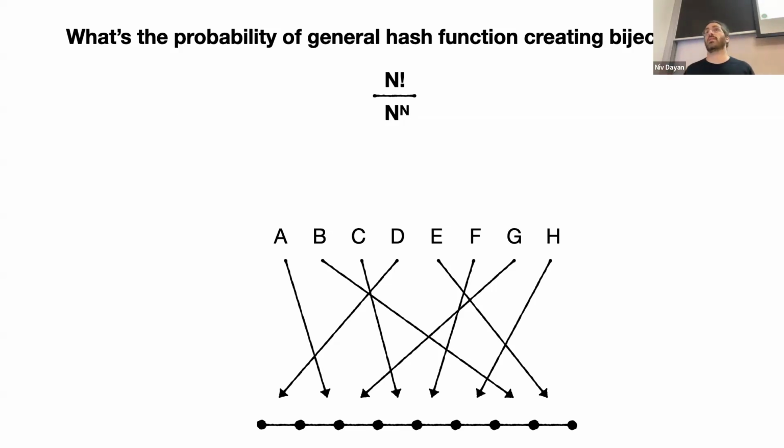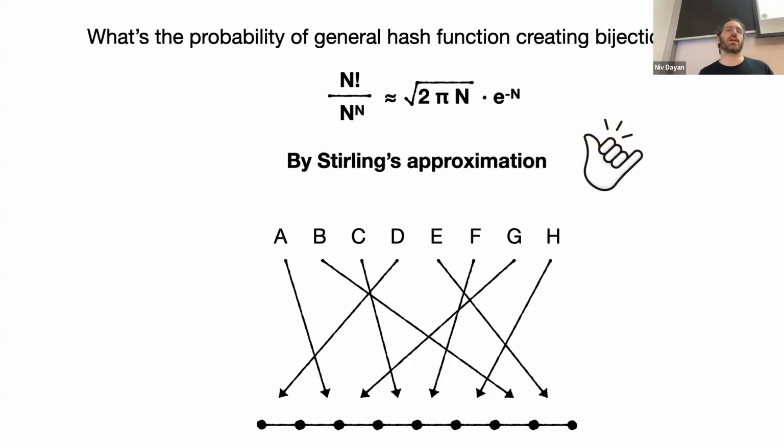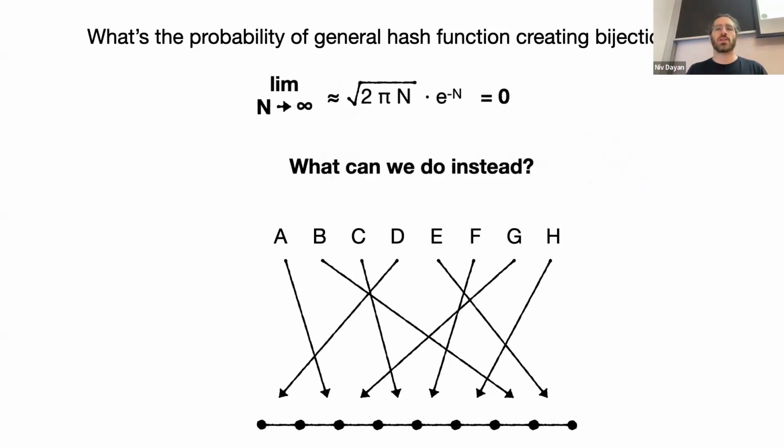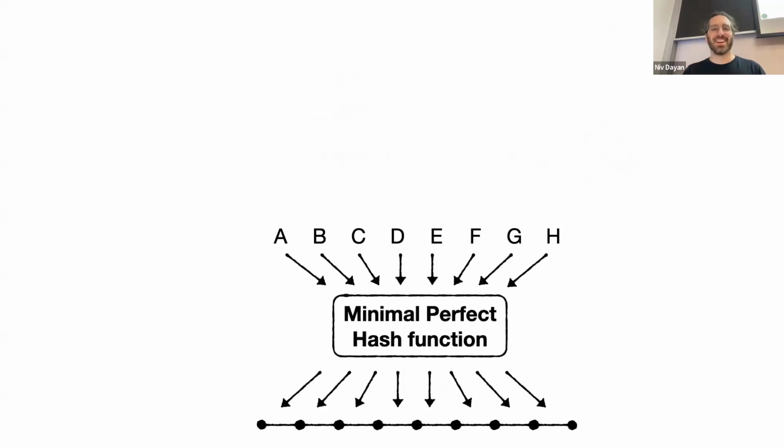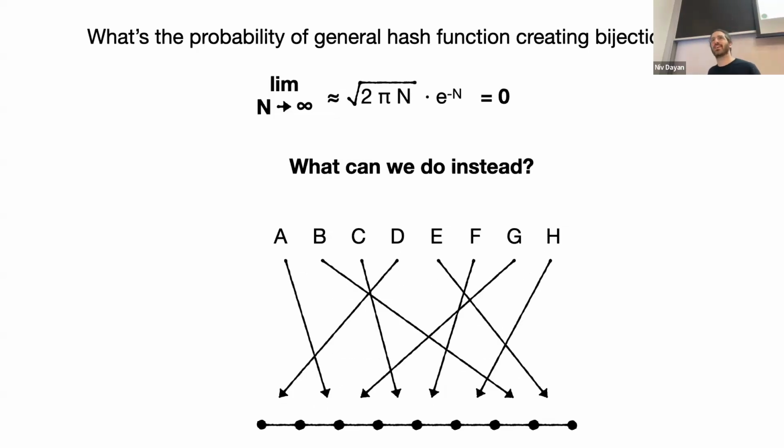Can somebody tell me? It goes to 0. Correct. To answer this rigorously, first of all, you can use Stirling's approximation and simplify, and then you can take n to infinity and observe that it goes down to 0. So this seems pretty hopeless. That's too bad. What can we do instead?